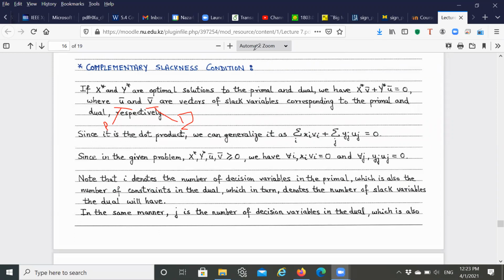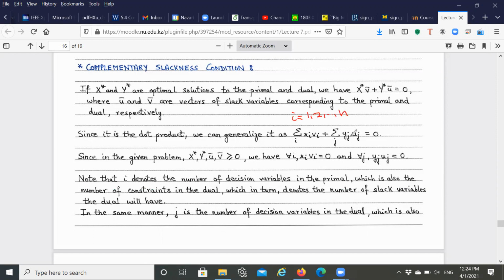Now we will show how this works through an example. Since this is a dot product of vectors, I can write it in scalar form as a summation: the summation over i of all xi times vi, plus the summation over j of all yj times uj, would be equal to 0. Here i denotes the number of variables in the primal, so let's say there are n variables in the primal, from 1 to n.